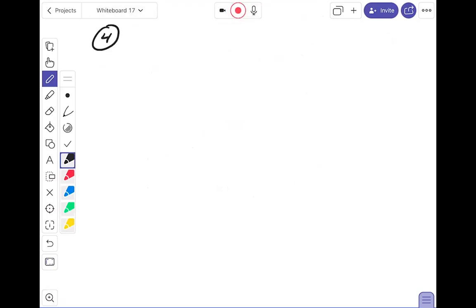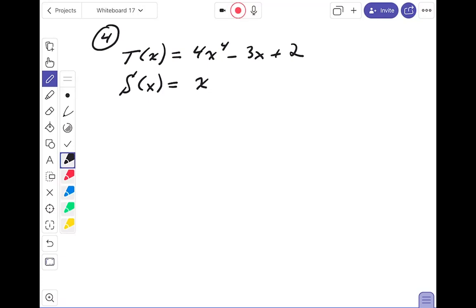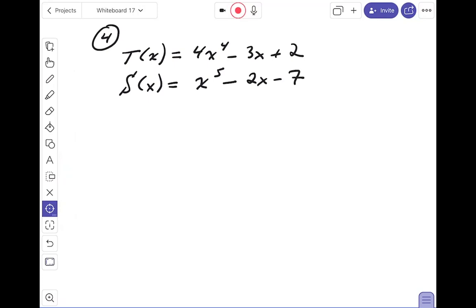Number 4, they give me t of x. What am I saying? t is a function of x. It's 4x to the 4th power minus 3x plus 2. They give me s of x, and s of x is x to the 5th power minus 2x minus 7. Before I go on, I want to point out t is a function of x. It happens to be a polynomial. There's 3 terms, degree 4. s is a function of x. It happens to be a polynomial, 3 terms or trinomial, degree 5.